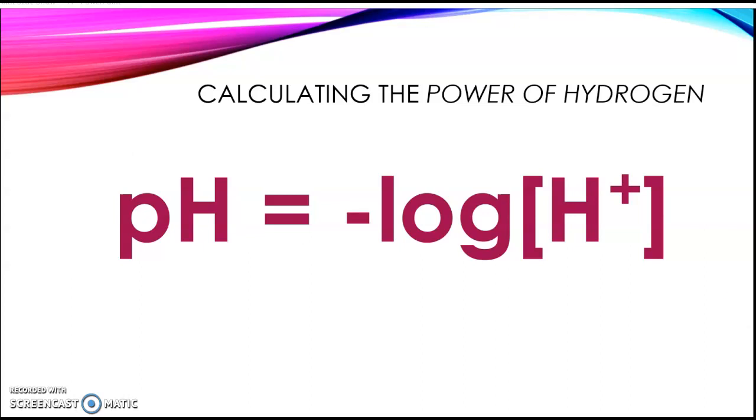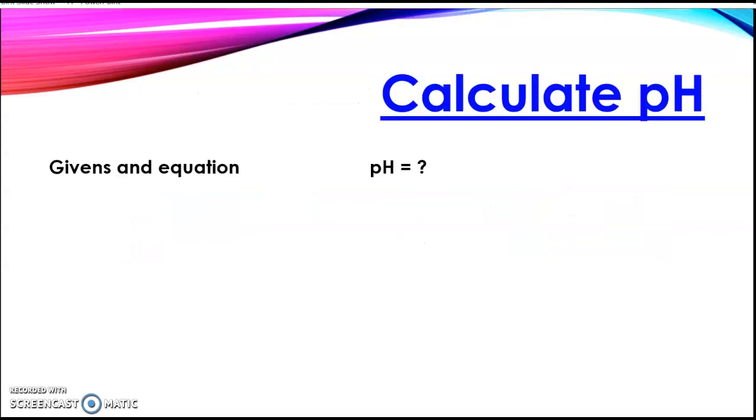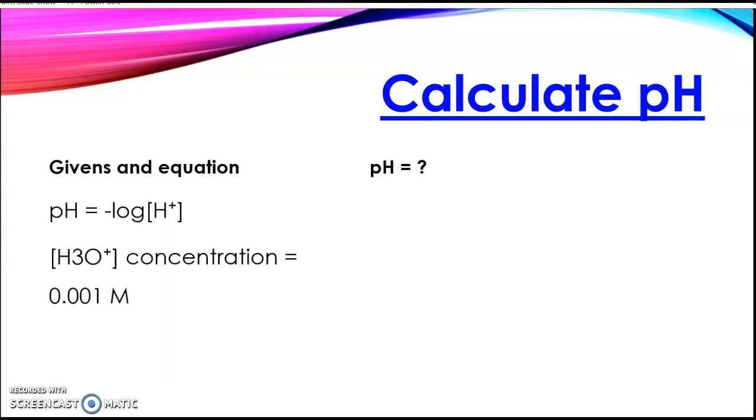All right. So if you found your log button on your calculator, that should be what you need to solve these equations. Let's practice. All right, so we have our givens, we have our equation to solve for pH. pH equals negative log hydronium ions. Hydronium concentration we're going to be given is 0.001 molarity. This is pretty easy.